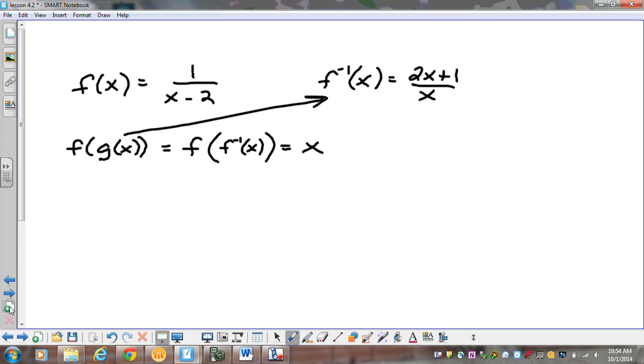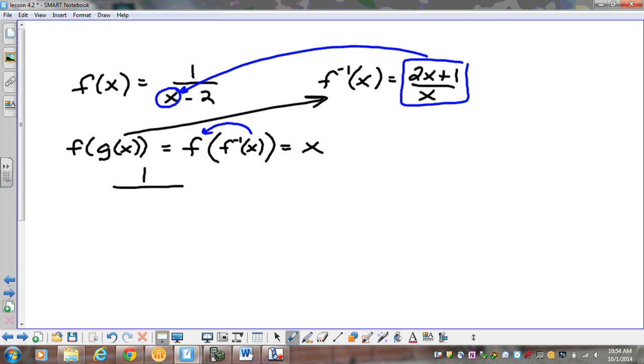Let's do f of g of x, or f of my inverse. That means I'm taking my inverse and plugging it in. In place of this x here, I'm taking my inverse function and substituting it in. So this is going to be 1 over, in place of this x, I'm going to put in 2x plus 1 over x, and then minus 2. So I've got 1 over x minus 2, and again, this is my inverse function right here.